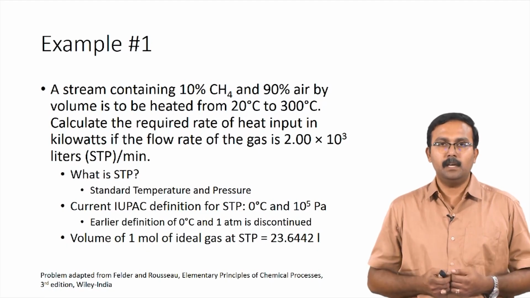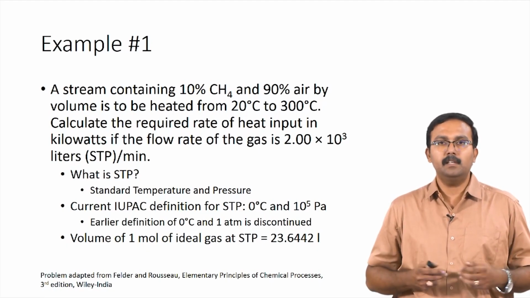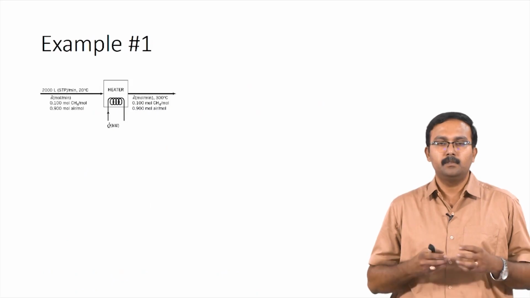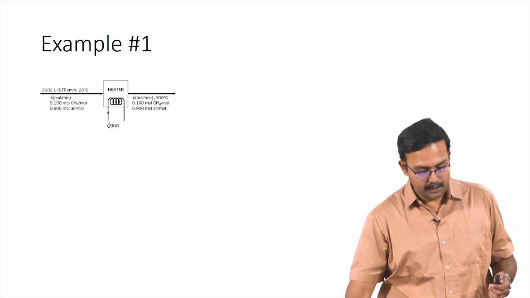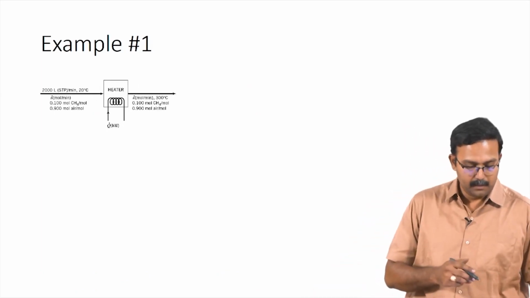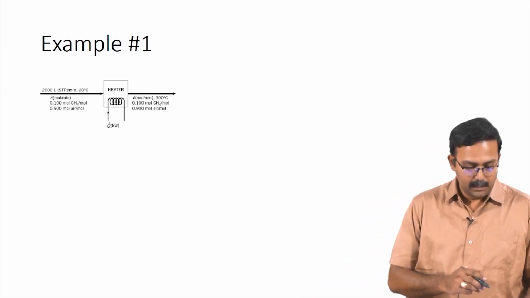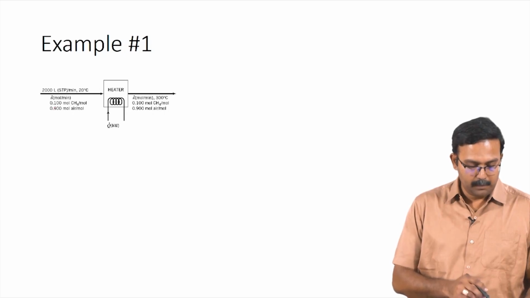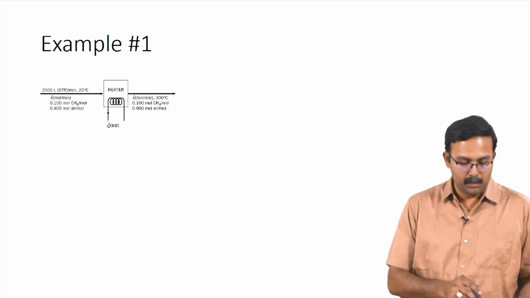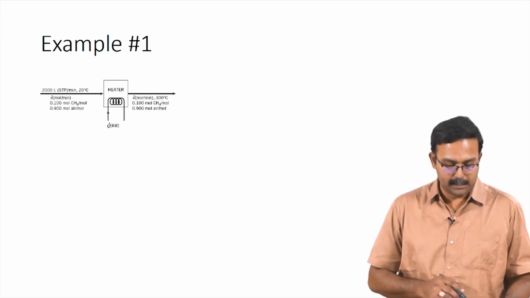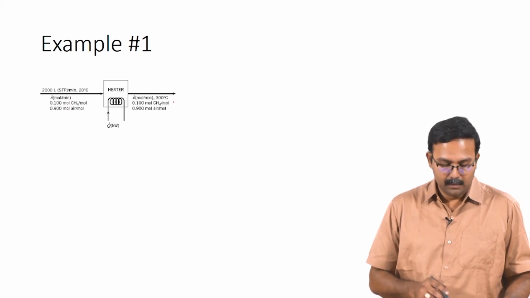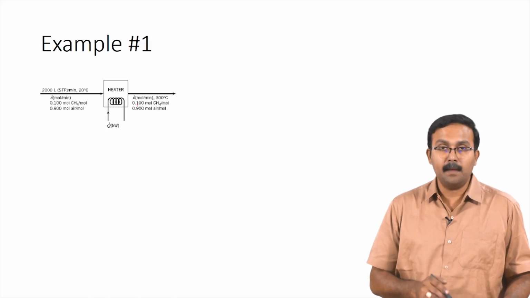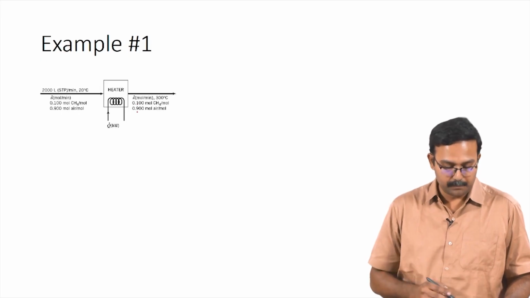With that fundamental covered, let us continue with solving the energy balance. So, this is the system. We have 2000 liters of the mixture coming in at 20 degrees Celsius with 10% methane and 90% air. This 2000 liters is the volume if the gas would have been present at STP, and you would have n dot moles leaving at 300 degrees Celsius with the same composition.